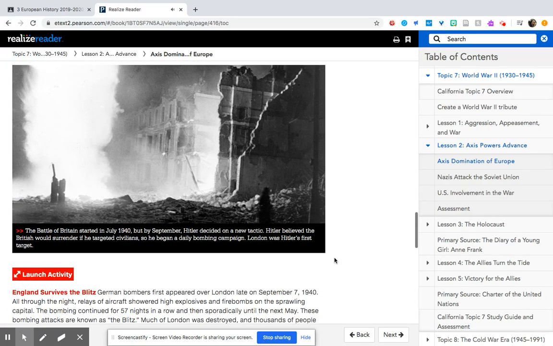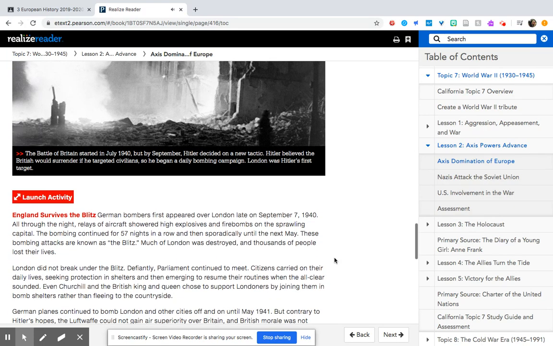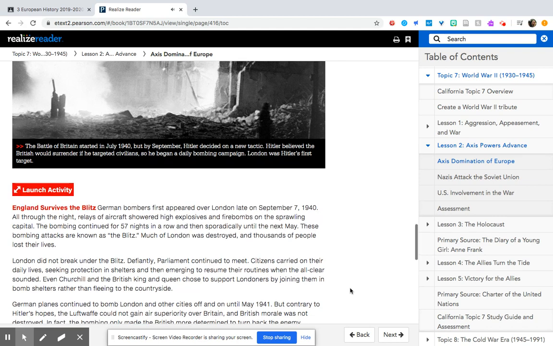England survives the Blitz. German bombers first appeared over London late on September 7, 1940. All through the night, relays of aircraft showered high explosives and firebombs on the sprawling city. The bombing continued for 57 nights in a row, and then sporadically until the next May. These bombing attacks are known as the Blitz. Much of London was destroyed and thousands of people lost their lives.